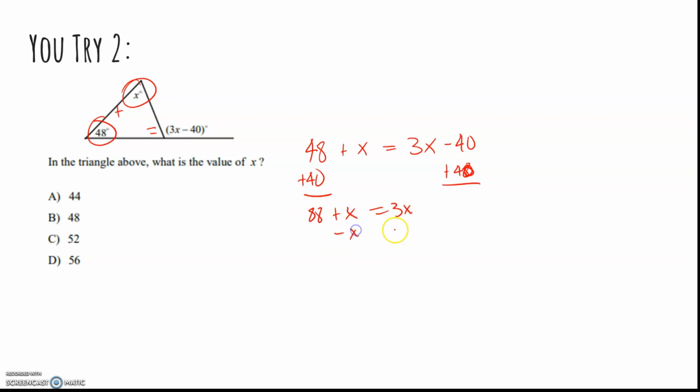I'm going to move this x over. That's going to give me 88 is equal to 2x. Divide by 2 on both sides, which gives me 44 is equal to x. And that is A.